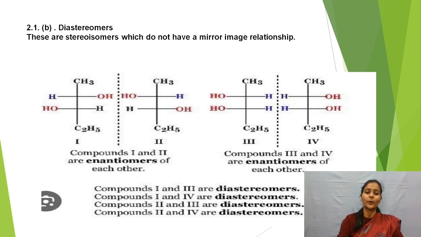But what about first and third compound? Second and fourth compound? Second and third compound? The compounds which I have mentioned now do not have any kind of mirror image relationship among each other. So they come under the category of diastereomers. As you can see here, at the bottom I have written that compounds first and third are diastereomers, first and fourth are diastereomers, second and third are diastereomers, and similarly second and fourth are diastereomers.